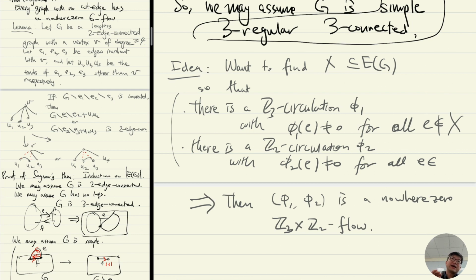that outside of X, we have a Z3 circulation, phi 1, of the graph G having non-zero values outside of X. And inside of X, you can find a Z2 circulation that is non-zero inside of X. If we can prove these two things, then we can combine them, and that will be a nowhere-zero Z3 times Z2 flow. And 3 times 2 is 6, therefore by Tutte's theorem you will have a 6-flow. Okay, so that's the idea.